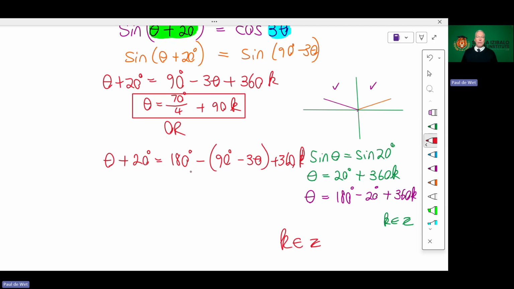We've got 90 here. When we subtract 90, we're actually going to get negative. When we subtract 20, we're going to get 70 here. We've got plus 3 theta, which when we subtract becomes minus 2 theta. When we divide through by negative 2, we're going to get 70 over negative 2. It's actually negative 35, all right, minus 180K. And there's our other half of our general solution.